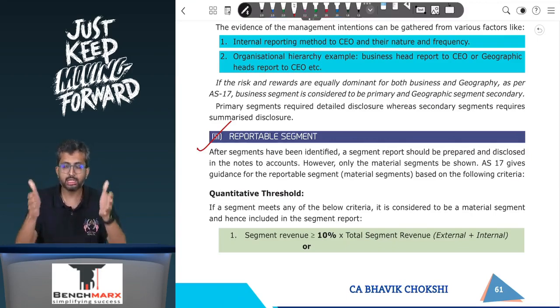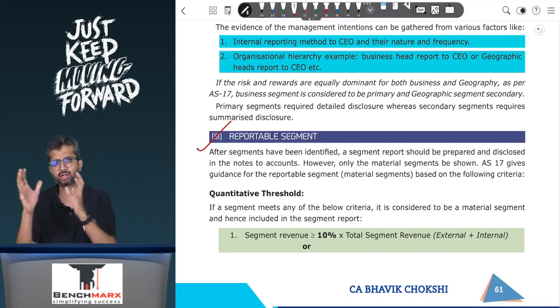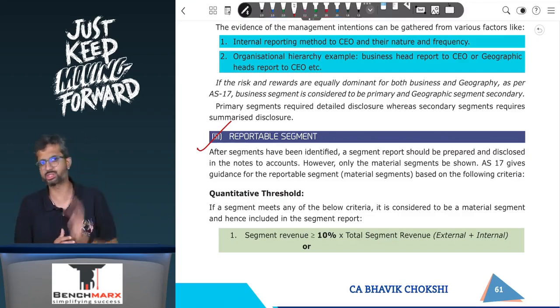Why? Because a reader has to be given data which is relevant, which can impact. If you give them a lot of data in one A4 size paper, the reader will get confused, and hence I want to give only the important segments and club everything else in the others category. Now, how do I figure out whether a particular segment is important? Listen to this very carefully. This is the most important part.